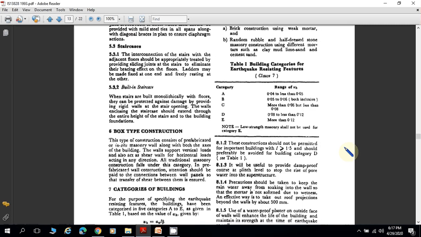Then the staircase should be built-in, and a sliding joint should be provided to eliminate the bracing effect on the floors. For a built-in staircase, when the stairs are built monolithically with the floor, they can be protected against damage by providing a rigid wall at their stair opening. So the staircase should be built monolithically.